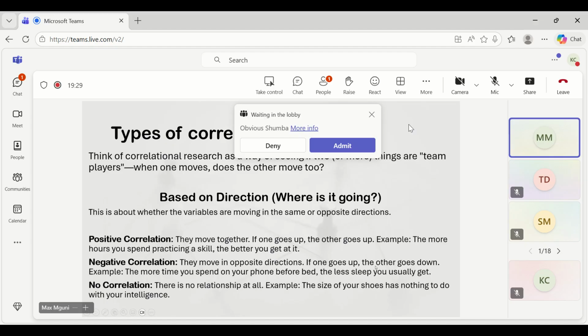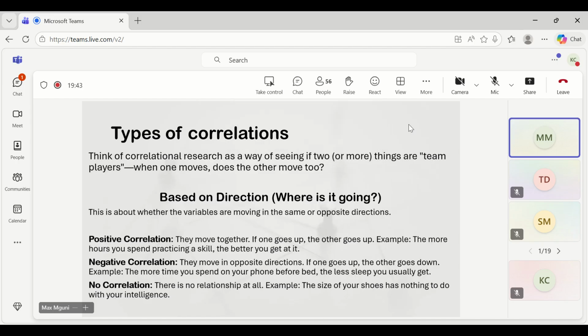Then you also get others that have no correlation at all. That is, there is no relationship at all. For example, the size of your shoes has nothing to do with your intelligence. So even if you wear size 10, it doesn't mean all people who wear size 10 are more intelligent than the people who wear size 7.